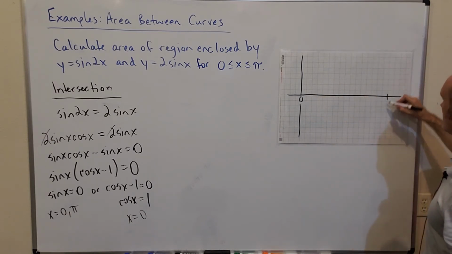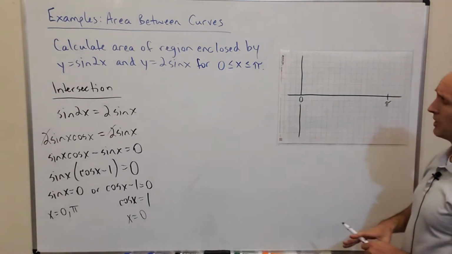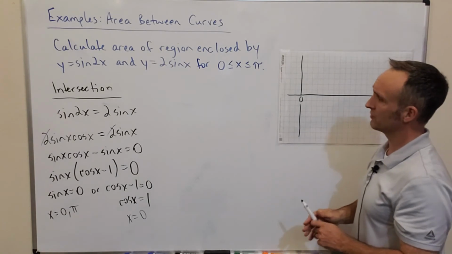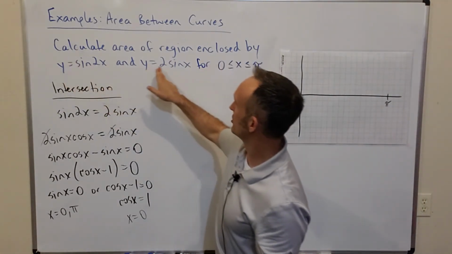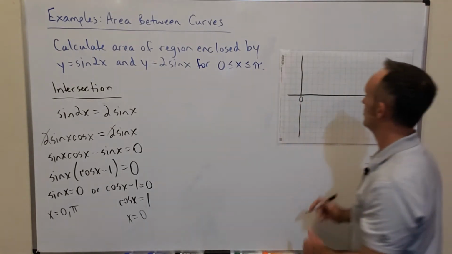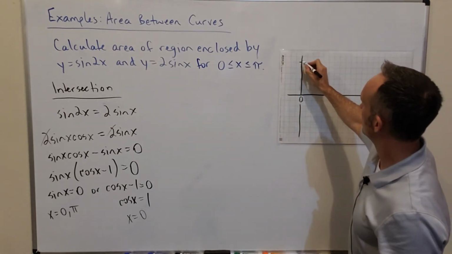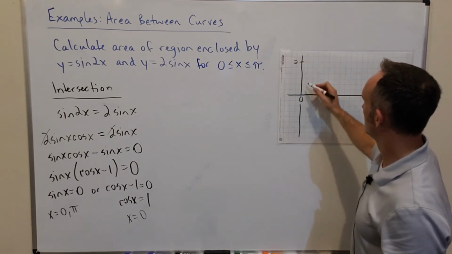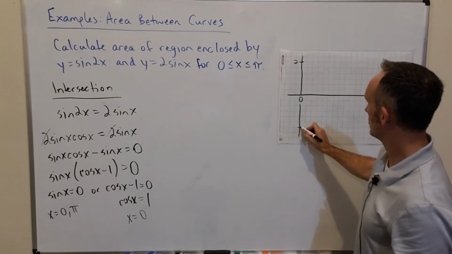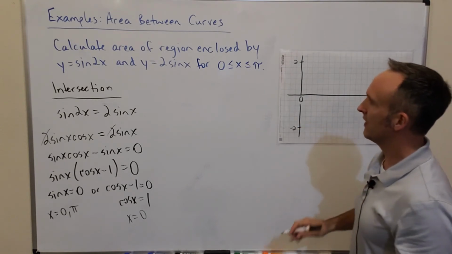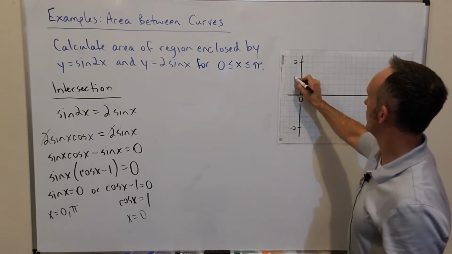Let's say this is pi. Only going from 0 to pi, and we need to graph both of these functions. Now the sine of 2x function has an amplitude of 1, while the 2 sine x function has an amplitude of 2. So I want to make sure that I get that amplitude of 2 included. So 1, 2, 3, 4, 5, 6.